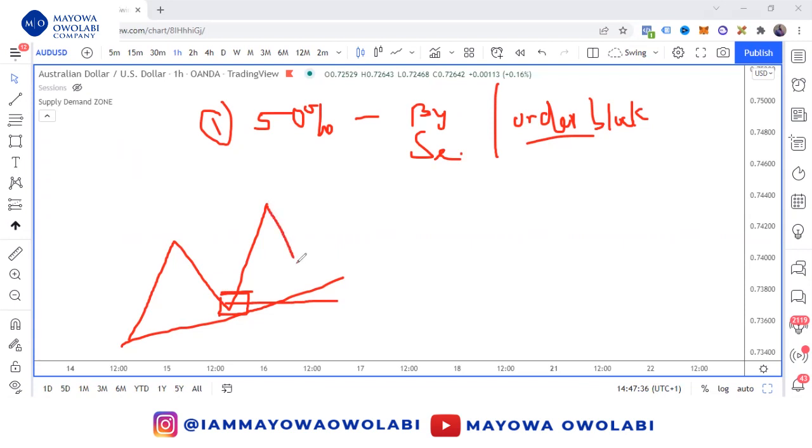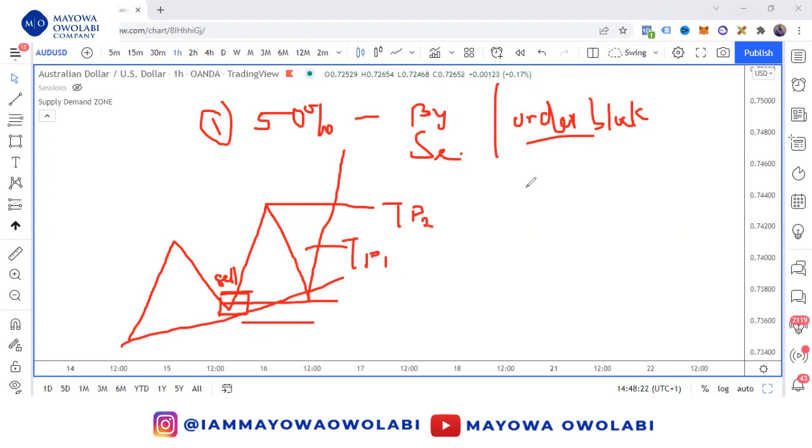When the market comes back into it, my stop loss will be below it, but I'm trading the 50% of this sell candle. Remember, there will always be a sell candle that gave the right move. Once I go in, my first take profit is 1 to 5. My second take profit is the Fibonacci extension, depending on your approach to trading. Or you can do 1 to 5, then your TP2 will be the previous high. So this can be your TP1, and this can be your TP2.